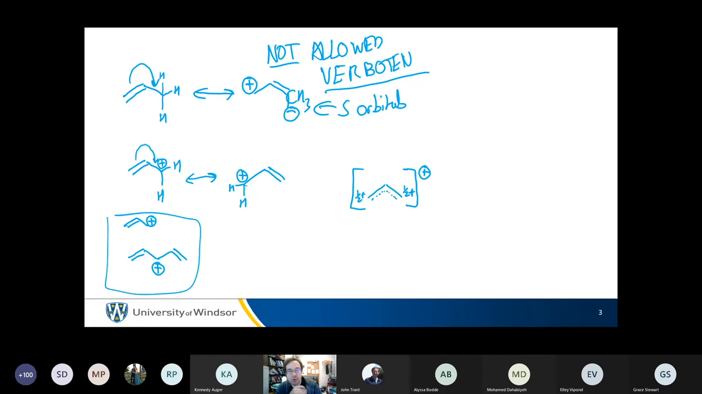I want to say the second one. Okay, I like what you want to say. Why are you thinking that? Because you can move it around more, like you can move the charge around more. Absolutely. It is that simple. That positive charge, you can draw two resonance structures. You can go left or you can go right.